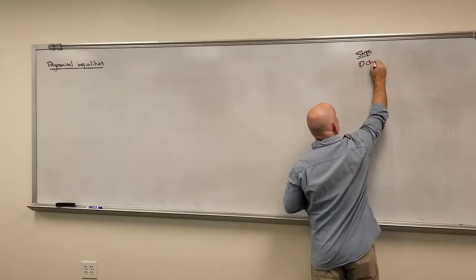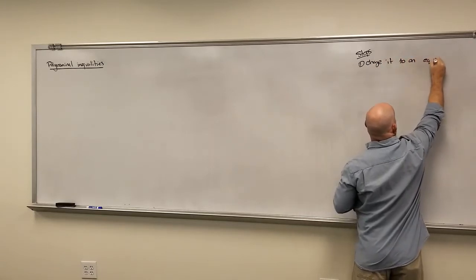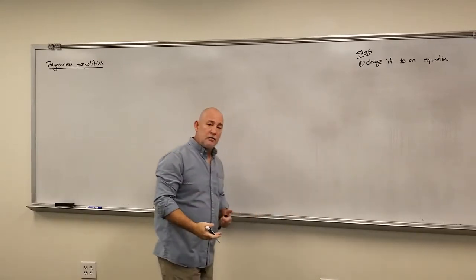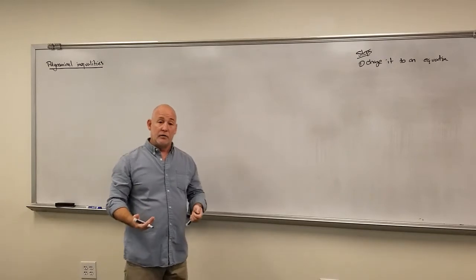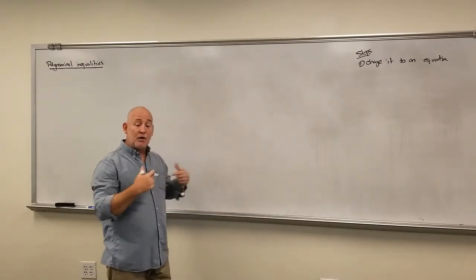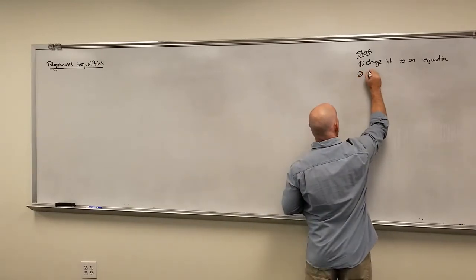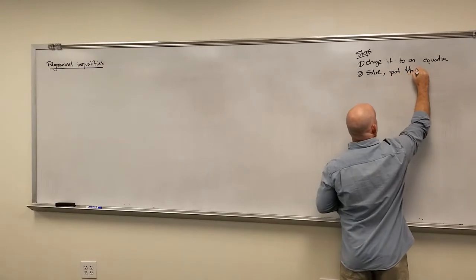Step one, change it to an equation. Now this seems kind of weird because we're solving polynomial inequalities. Why would we change it to an equation? Well, we know how to solve polynomial equations, and then we're just going to adapt our answer to the inequality. So step two is going to be solve.